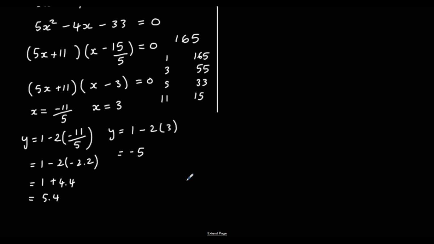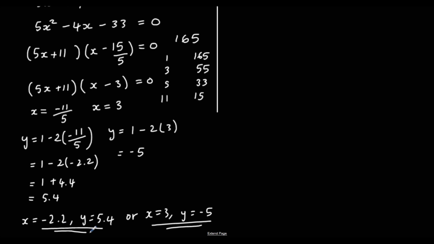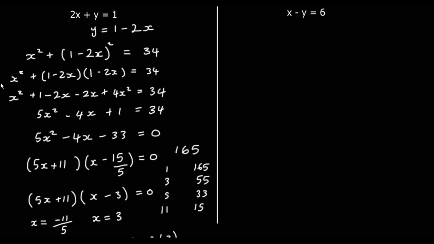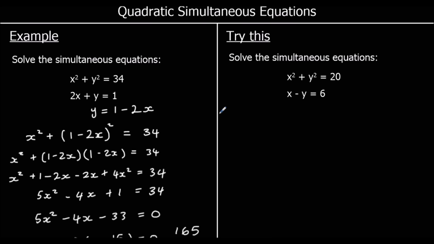So what are my answers? So x is minus 11 fifths, or minus 2.2, and y is 5.4, or x is 3 and y is negative 5. Okay, one for you to try. So give this one a go.